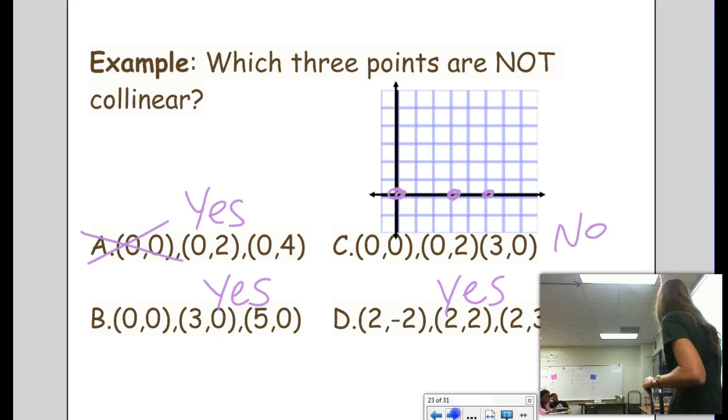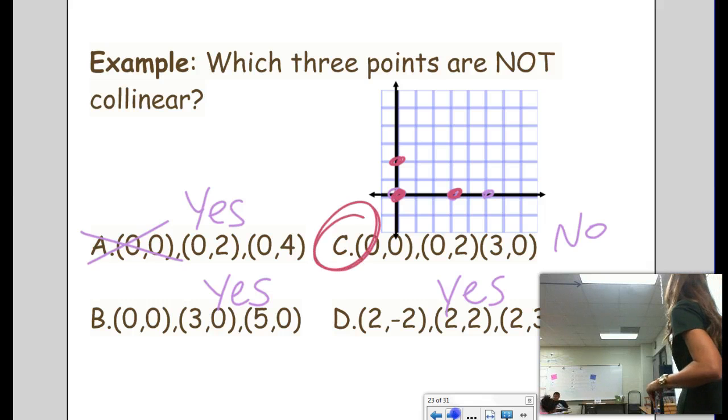Let's make sure. Let's see what it looks like. 0, 0, 0, 2, and 3, 0. So those 3 points are definitely not in a row. They make an L, but you can't put a line through those 3 points. So our answer would be C.